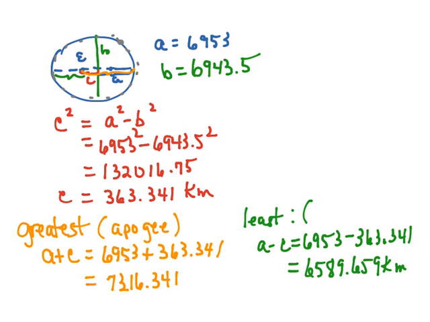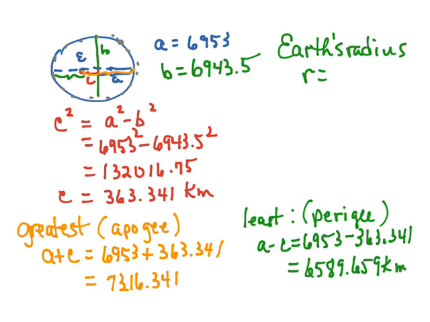So now the next part of the problem asks us to find, using the answers we just found, the least distance and the greatest distance of the satellite from the Earth's surface. So to find it from the Earth's surface, we would have to go back and read in the problem that the Earth had a radius, and that radius was equal to 6,378 kilometers.